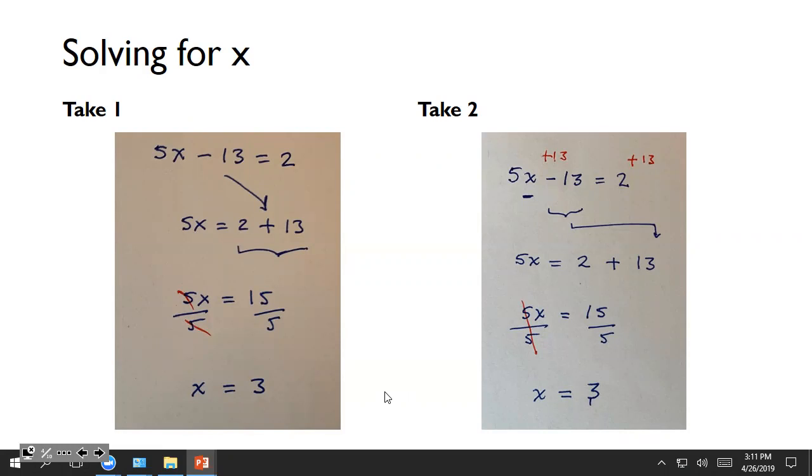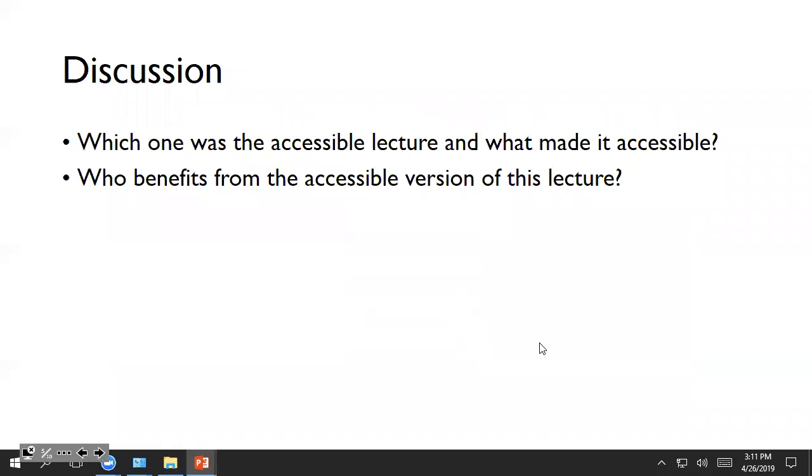Now, let's go to our next step, which is going to be a little discussion here. So one of these lectures was more accessible than the other one. And I have 2 questions that we're going to discuss here. First one is, which one was the more accessible version? But more importantly, what made it accessible? What do you think made that second version more accessible? And equally important, who benefits from this kind of mode of lecturing?